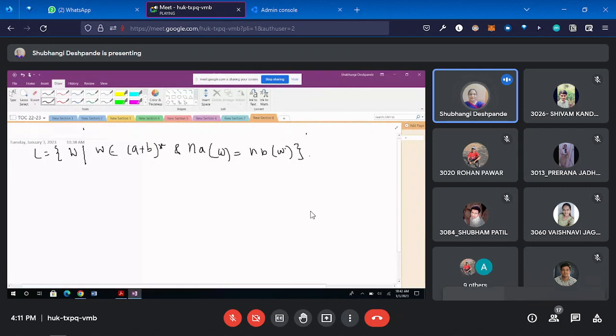Because the number of A's is equal to the number of B's. But what is the difference from A raised to n, B raised to n? There, A is followed by B, but here it is not like that. It may be like this also, it may have this also, because there is no order specified. Only W is given, and at random you can have A and B, but the number of occurrences of A is equal to B. So this is one problem.